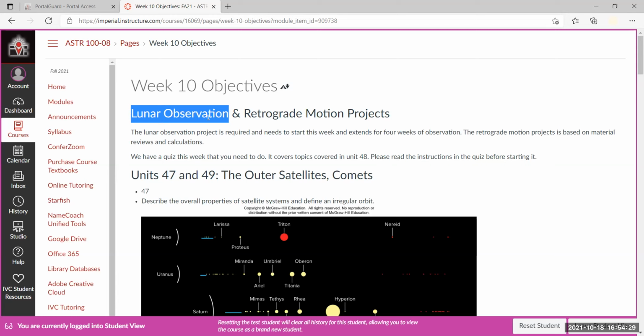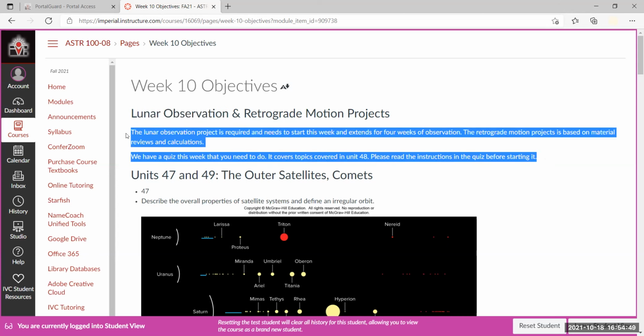So we're going to have that other project, but before we do that, or while we're doing that, we have this lunar observation, which started last week, and then we have another observation this week, and a third one next week, and a fourth one the week after. So basically, we will have that to complete it. So again, don't forget these doables, the things that you have to do.